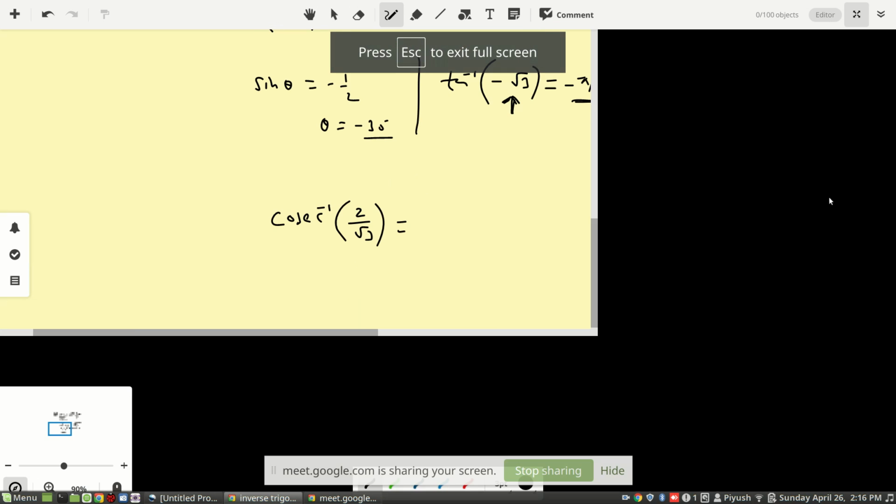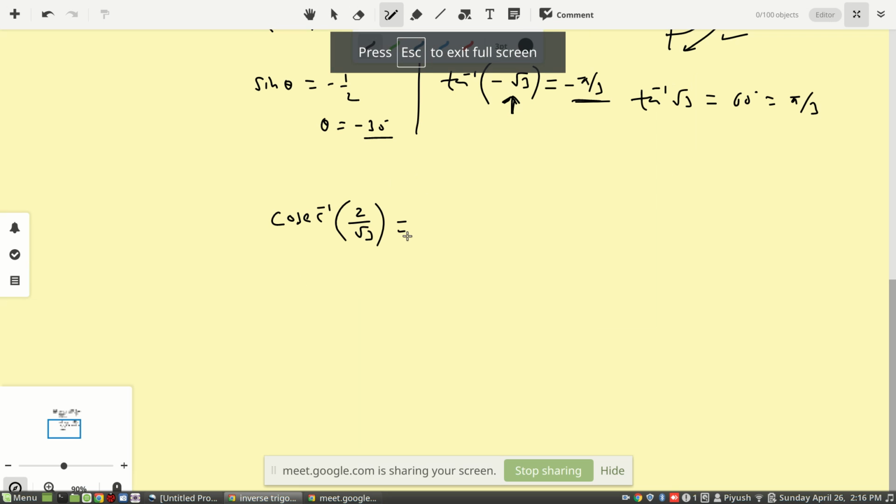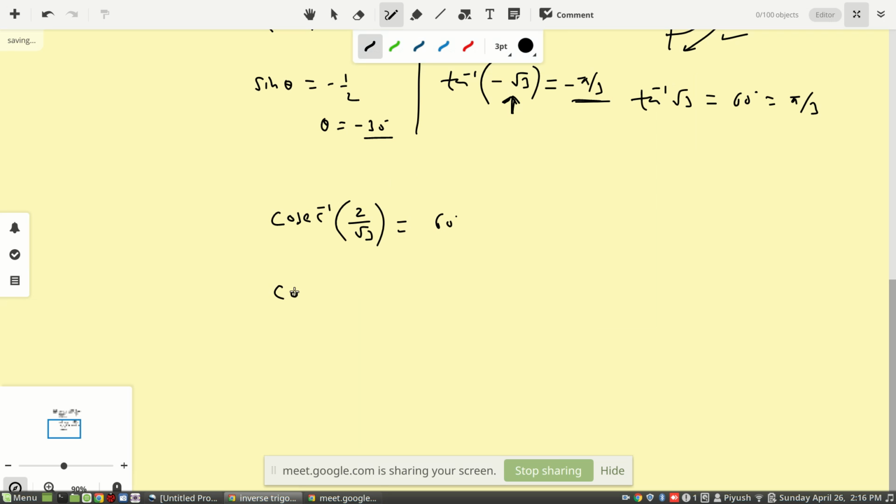Okay, so I hope you got it very easily. That is cosec 60, 2 by root 3, so this answer is 60 degrees. Now if I am putting negative inside, minus 2 by root 3, then for this case you have to put negative outside also, that's it.